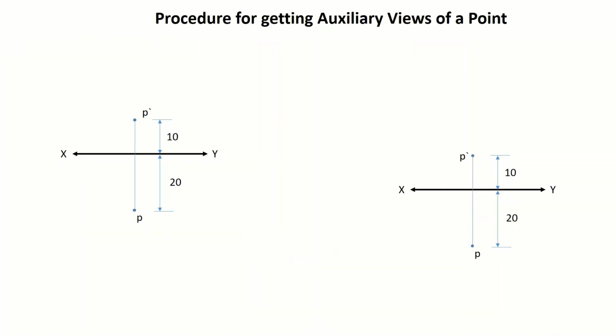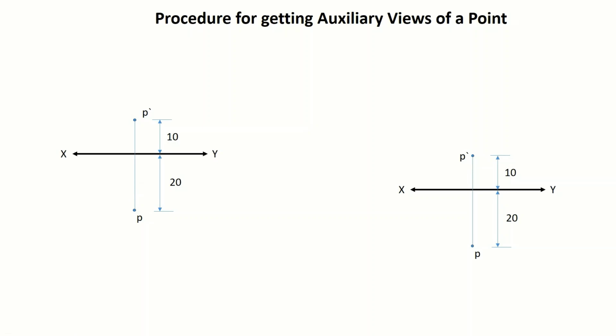So let us start by understanding how to get the auxiliary view of a point. In this case, let us consider a point P, which is in the first quadrant. Point P is 10 mm above HP and 20 mm in front of VP. So we start by drawing the front view and top view of this point P. P dash is drawn 10 millimeters above the XY line, and P, the top view, is 20 mm below the XY line. Now the next step, we are interested in making the auxiliary top view of this point P.